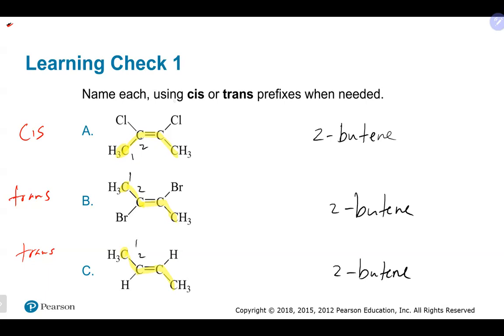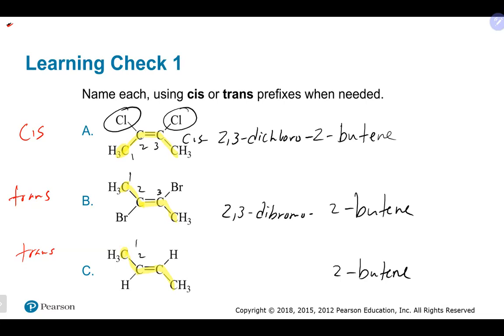Now, starting with the first one here, the actual groups that are attached are actually only the chlorine groups, as the methyl groups there are actually part of the longest carbon chain. And that means that we have 2,3-dichloro-2-butene, and we would then put our cis in front of that. Yeah. Any questions on that one? Coming to the next one, also looks like it is 2,3-dibromo. And then this guy would get the trans.